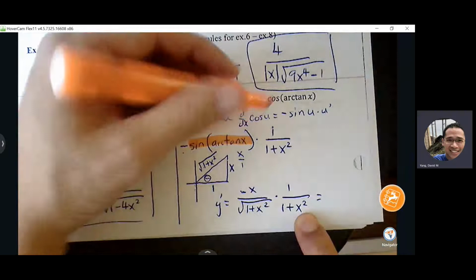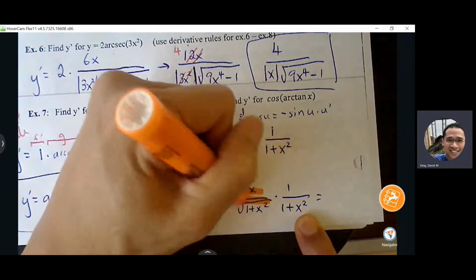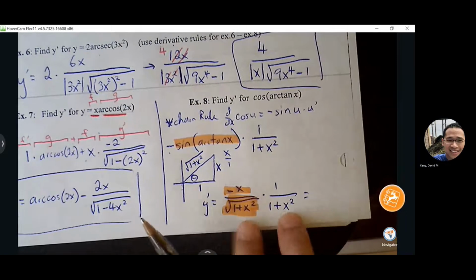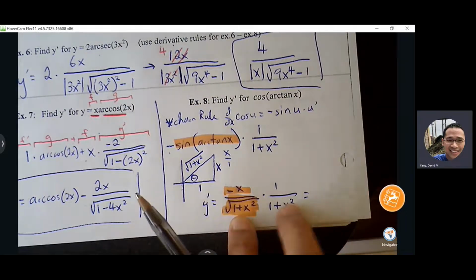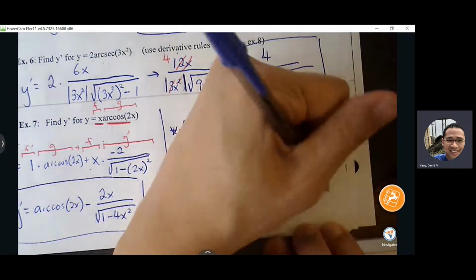So I'm using the triangle to get that trig to show back to an algebraic expression. And now I can merge this together. This is raised to the 1/2. This is raised to the first power. They both are the same base. If I multiply bases, I add exponents. So 1/2 plus 1 is 3/2.